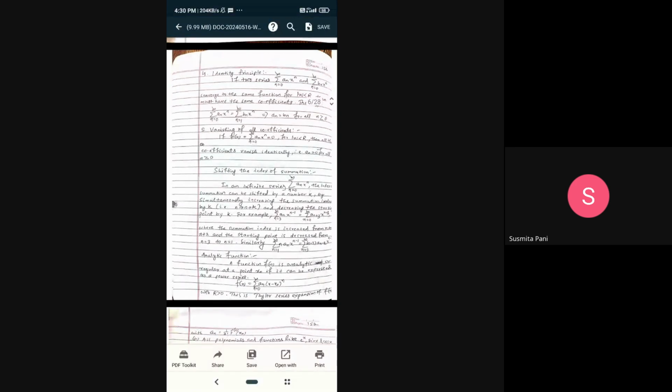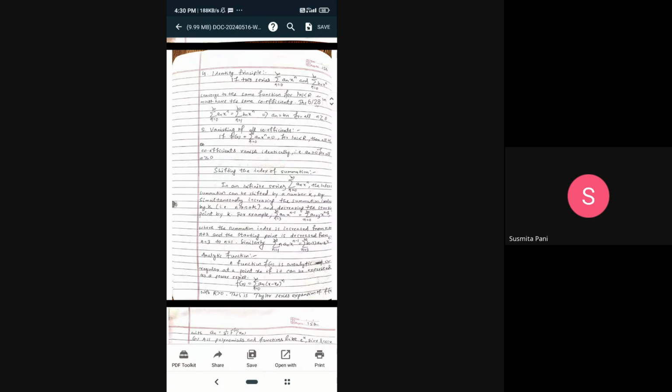So suppose f(x) is equal to summation n is equal to 0 to infinity a_n x to the power n is equal to 0 for all modulus of x smaller than R. Then all the coefficients vanish identically. That is, a_n is equal to 0 for all n greater than or equal to 0. So all the values a0, a1, a2, a3, a4 are all 0. Those are vanishing coefficients. This happens only when f(x) is equal to 0 in the series summation n is equal to 0 to infinity a_n x to the power n.